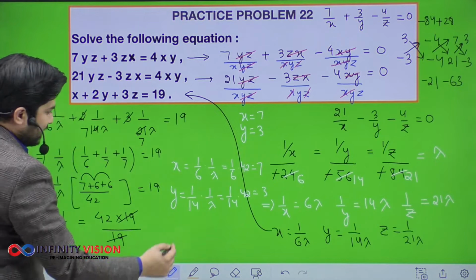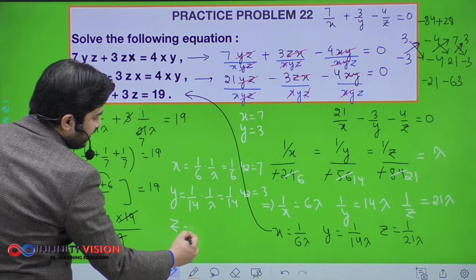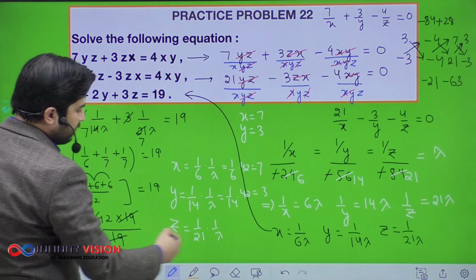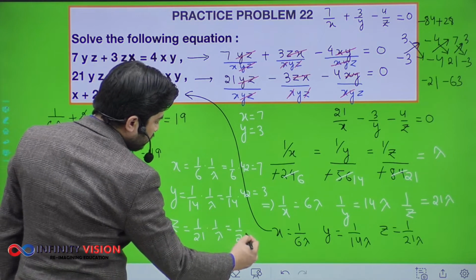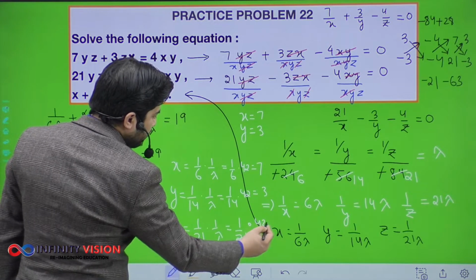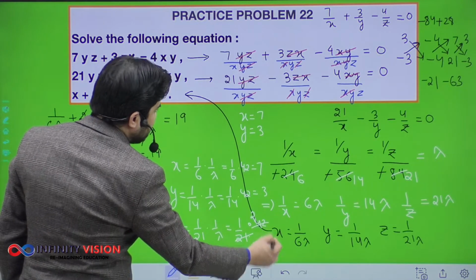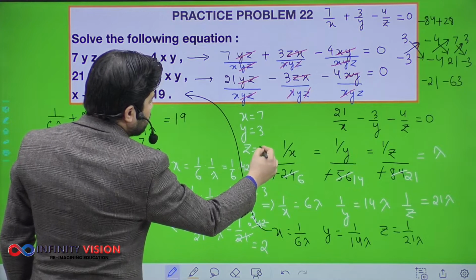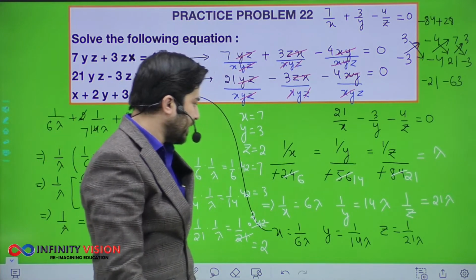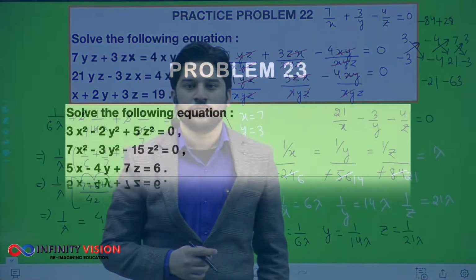And what about my z? My z is 1 by 21 into 1 by lambda, and my 1 by lambda is equivalent to 42. So what will be the answer? You will say 21 2s are 42. So my z is nothing but 2. So the solution for these equations are going to be x equals to 7, y equals to 3, and z equals to 2.